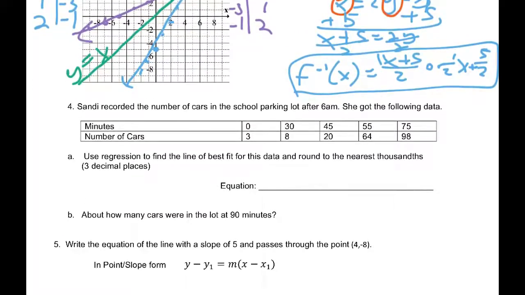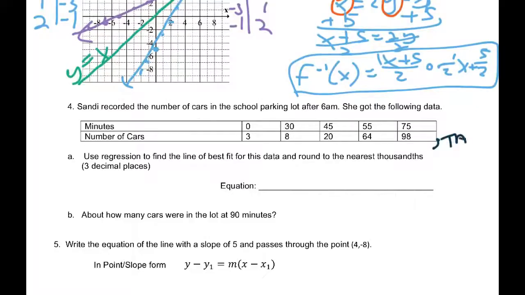Number 4. Okay, this looks like regression, right? It says Sandy recorded the number of cars in a school parking lot after 6 a.m. She gets some data. So we have minutes, right? 0, 30, 45, 55, 75. Number of cars, 3, 8, 20, 64, 98. So we're going to want to use those regression steps.